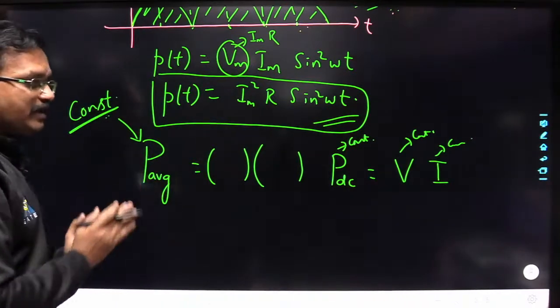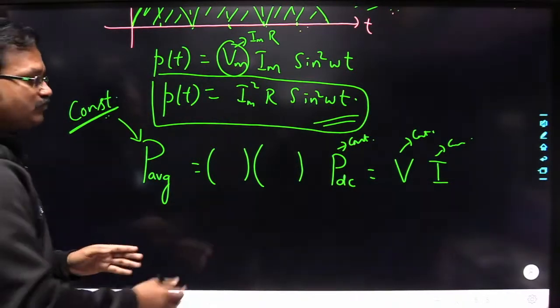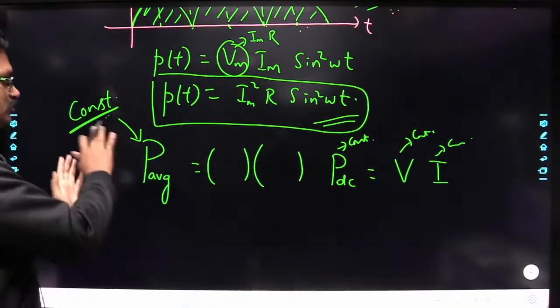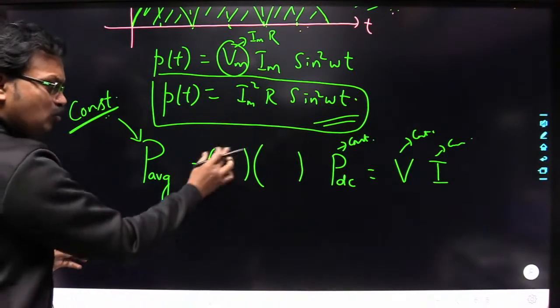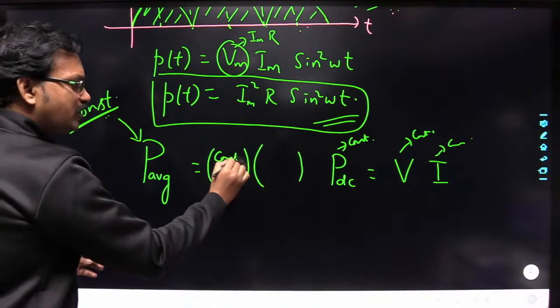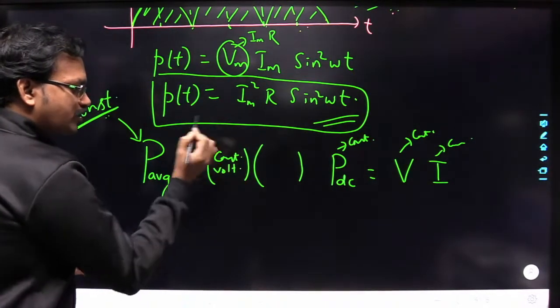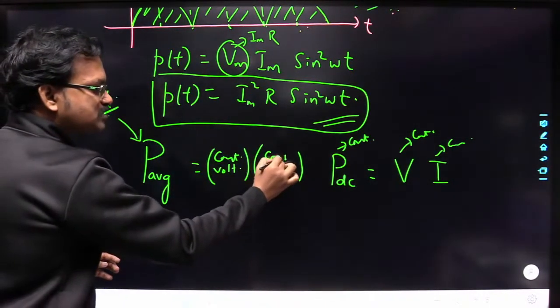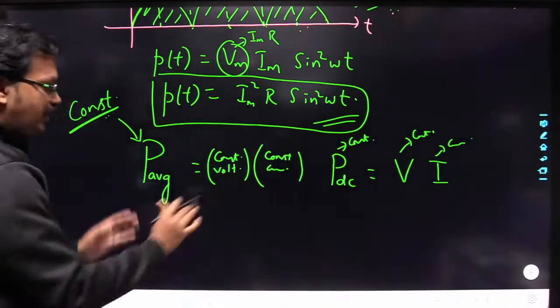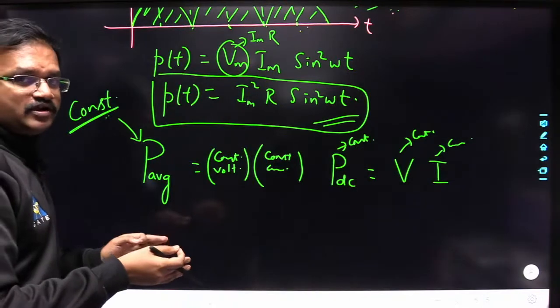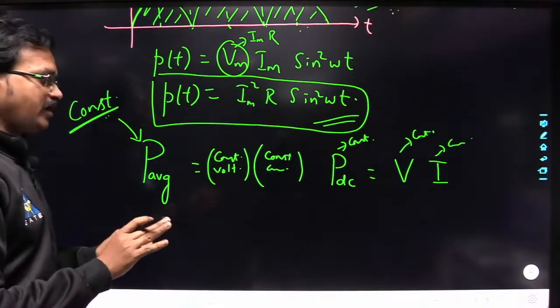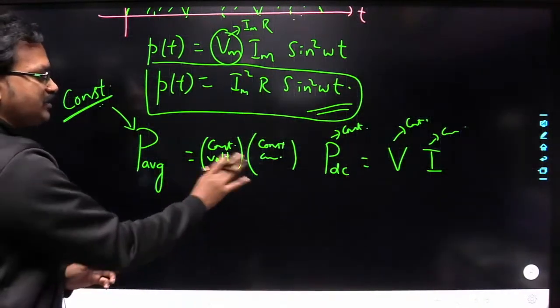So how can I get that? See, if you write V of t into I of t, you are not going to get a constant value with respect to time. Okay. So here you want some constant voltage. You have to represent some constant voltage, and here also you have to represent some constant current value. Then only you are going to get P average as some constant. Constant means it is independent of time here. It is not a function of time, right? Okay. So I want to represent it in this manner.